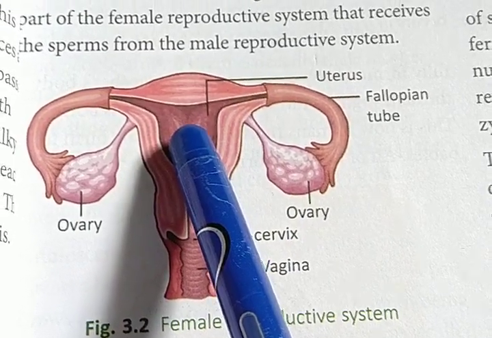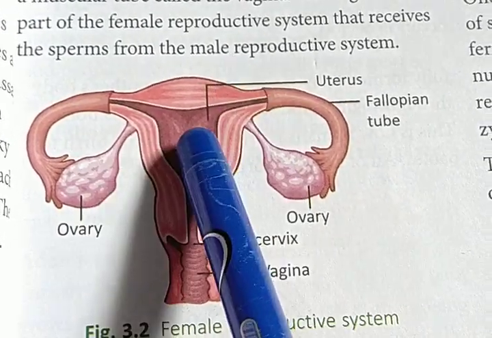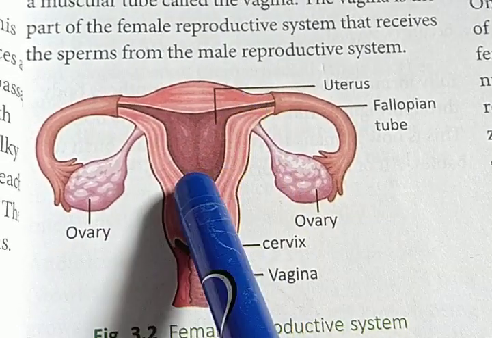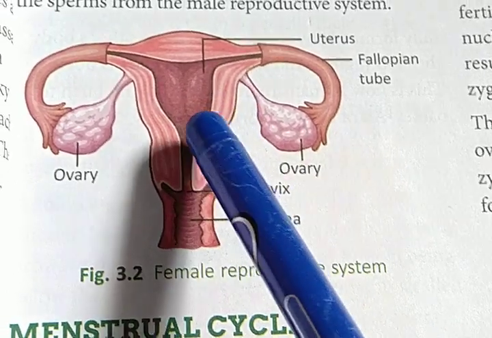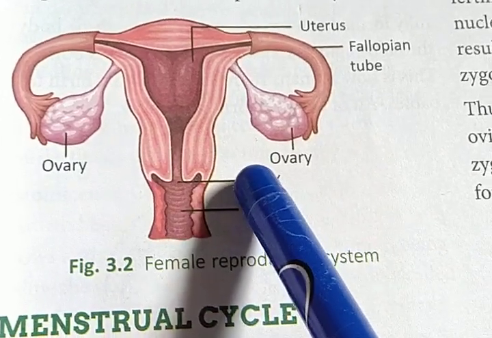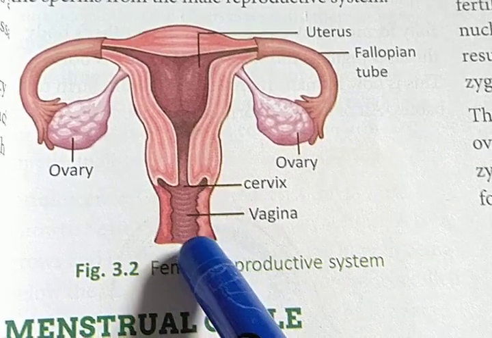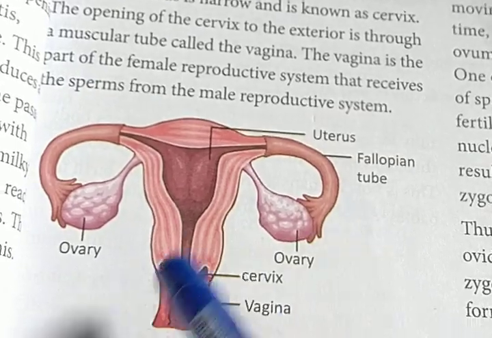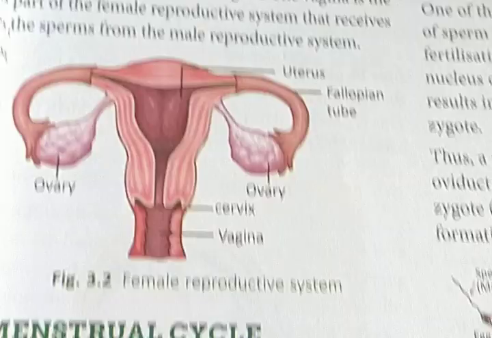This is the uterus. It is situated in the abdominal cavity and once again the uterus is a muscular part and looks like a pear-like structure. Next, the opening of the uterus is very narrow. It is known as the cervix, and the cervix opens to the exterior with the help of a muscular part known as the vagina. That is the female reproductive part. I hope all of you have understood.